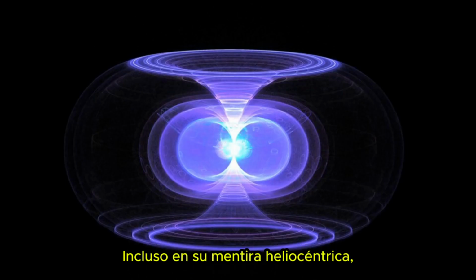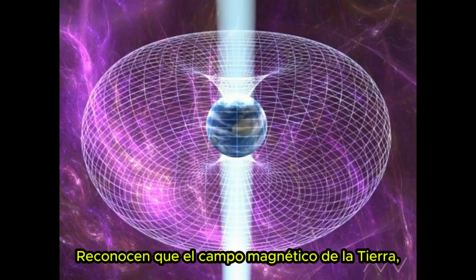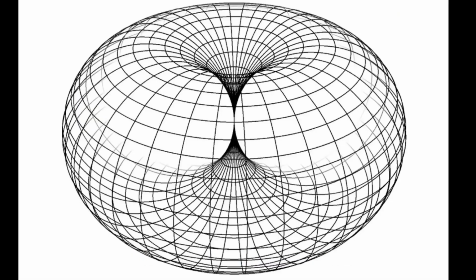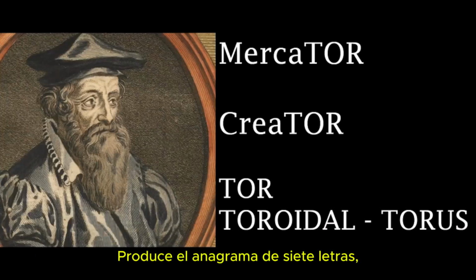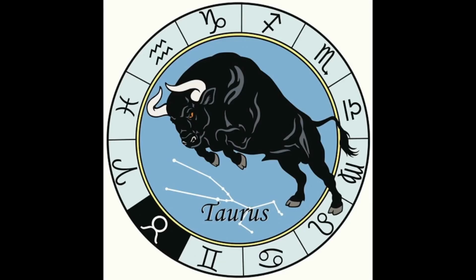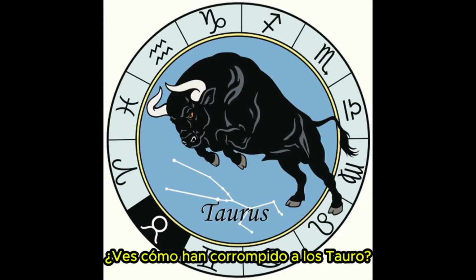Even in their heliocentric lie, they acknowledge that the Earth's magnetic field is toroidal, or shaped like a torus. The name Mercator produces the 7-letter anagram creator, tor, toroidal, or torus. The source of the toroidal magnetic field lies at the center, or the bull's eye, the bull, the torus. Do you see how they have corrupted the torus by making it synonymous with the horned animal?